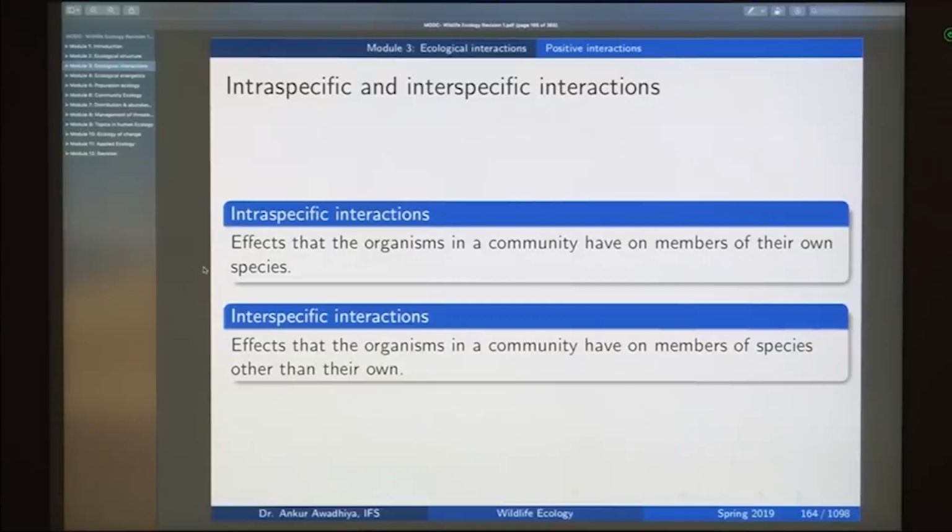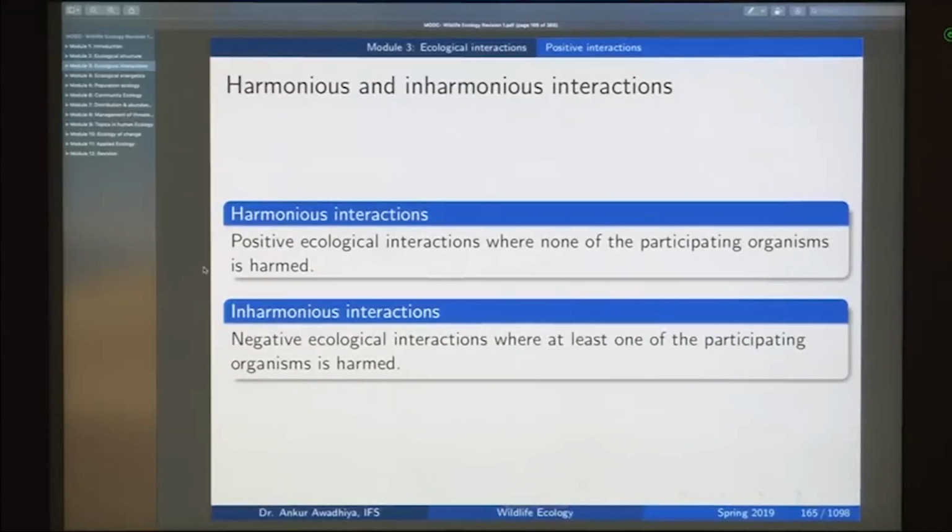Then you can also classify the interactions as harmonious or inharmonious. In the case of a harmonious interaction, they are also called positive ecological interactions, where none of the participating organisms is harmed. So, the main principle is not benefit but harm. If there is any harm to any of the participants, we say that it is an inharmonious interaction. If there is no harm to any of the participating organisms, then it is a harmonious interaction.